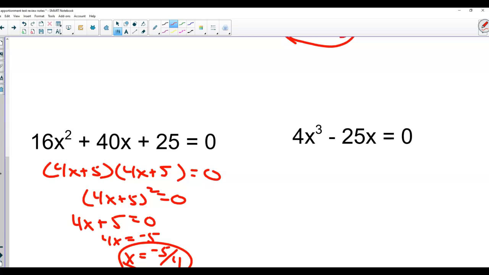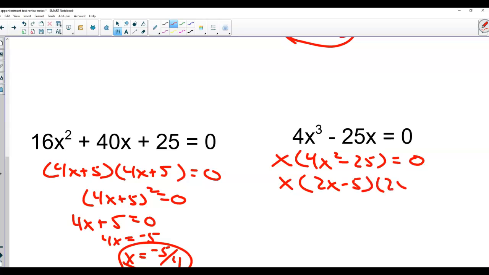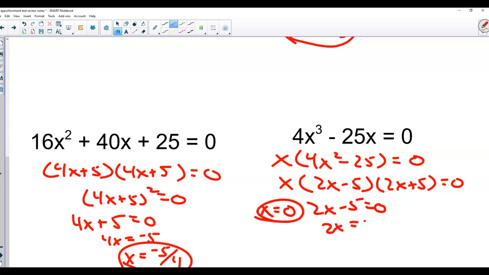Here, with an x cubed, take the x out, and that'll give you a third answer. 2x minus 5, 2x plus 5. So x can equal 0. 2x minus 5 equals 0 gets me to 2x equals 5, and x equals 5 halves.